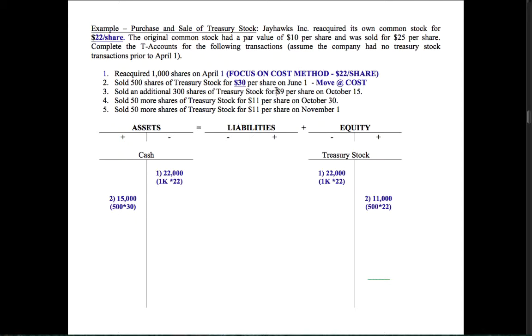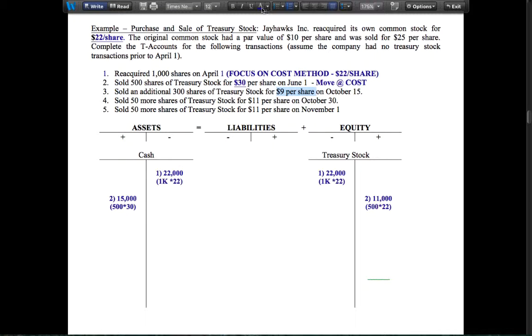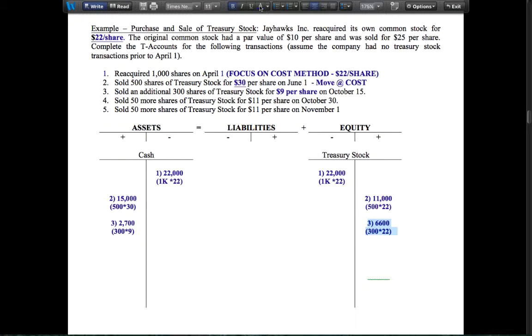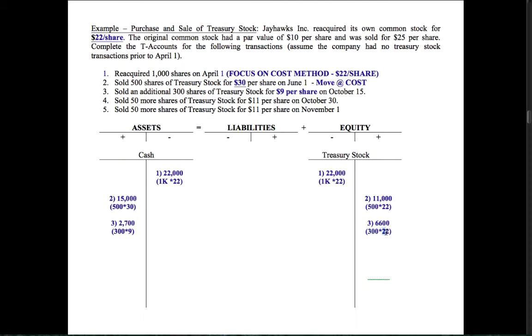And now we sold them for $9 per share. So we sold them for less than what it cost us to acquire. So we need to reflect the cash that we received for the sale, which is the 300 shares times the $9 to get $2,700. We need to decrease the treasury stock account because we sold those shares, but we need to reflect it at the $22.